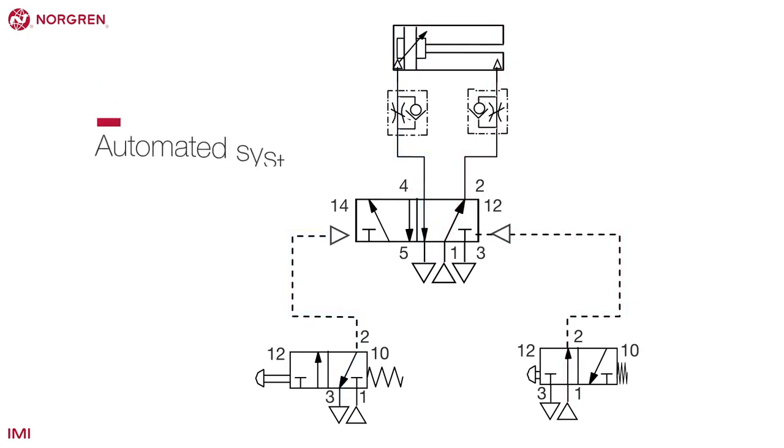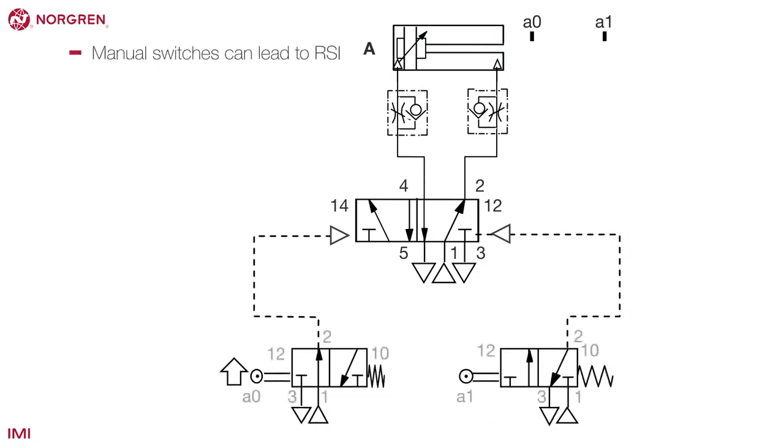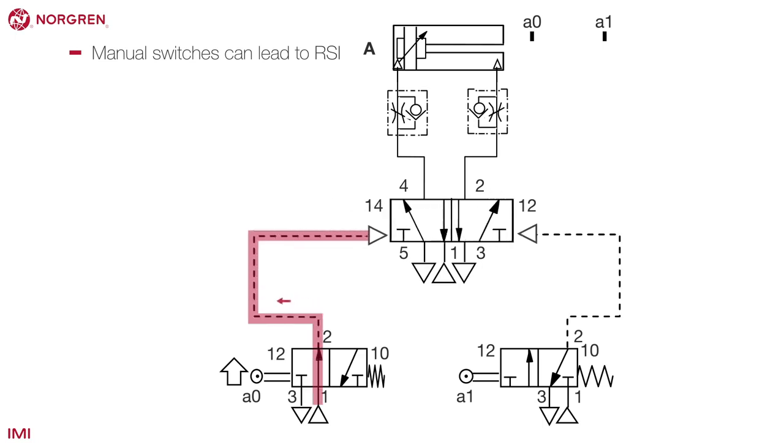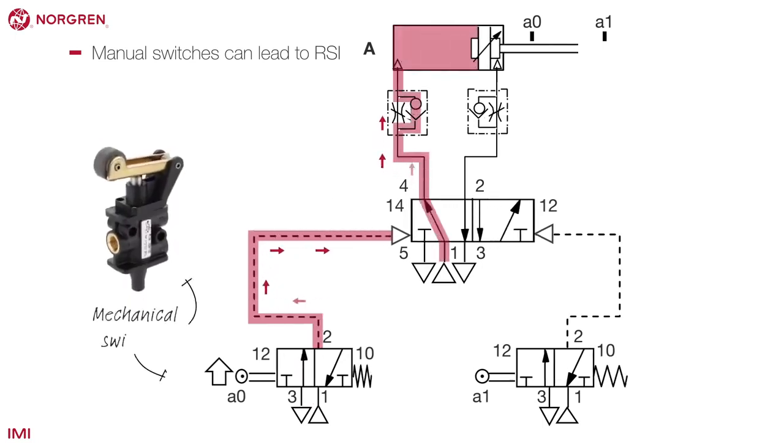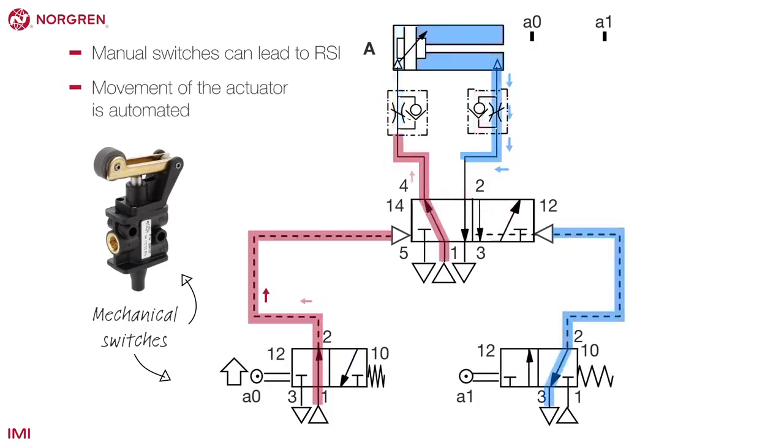In some situations, a manual switch is not appropriate. It could waste time or lead to RSI, for example. This circuit has been modified to include mechanical switches, so the movement of the actuator would be automated depending on movement in other parts of the system.